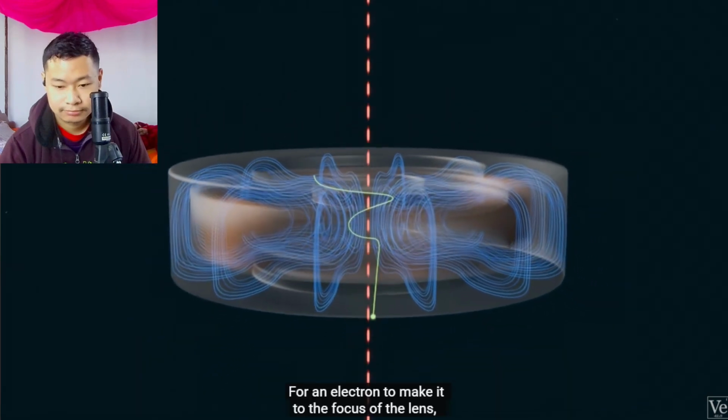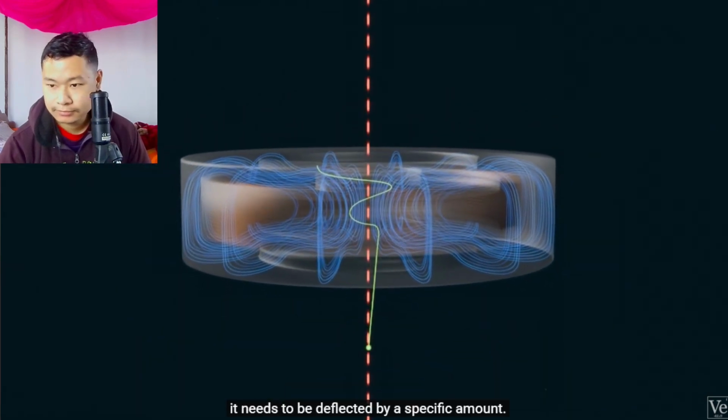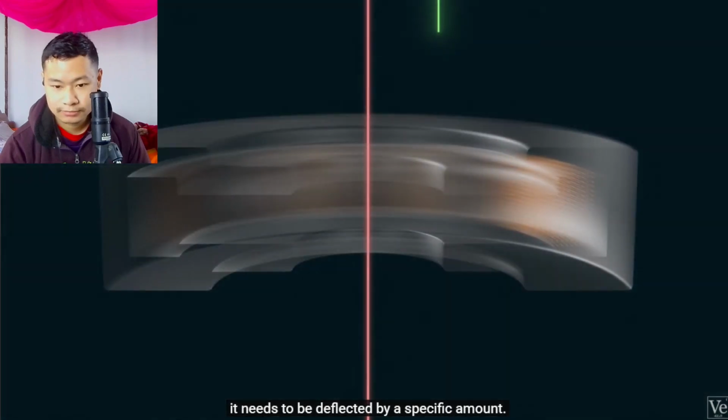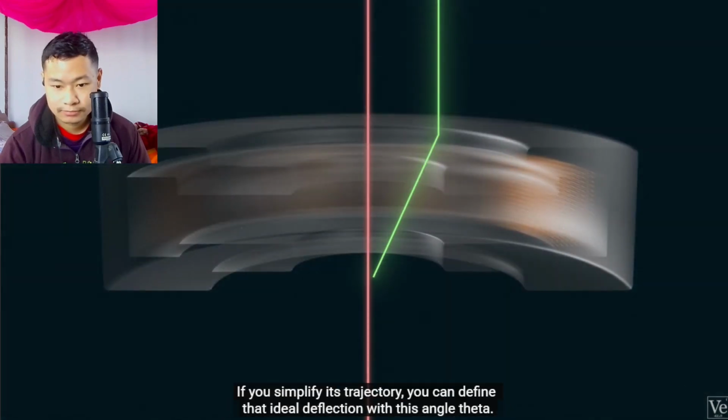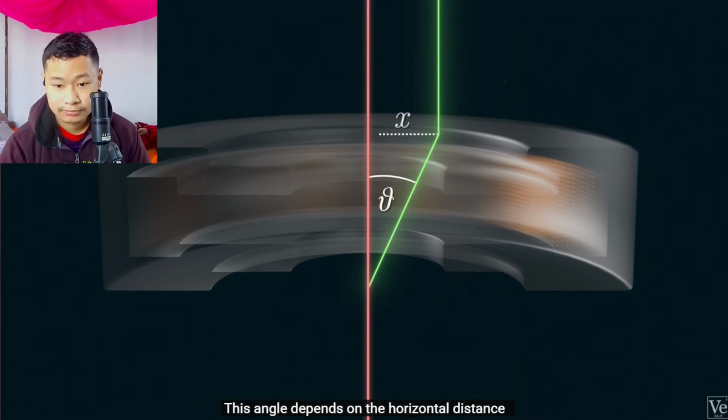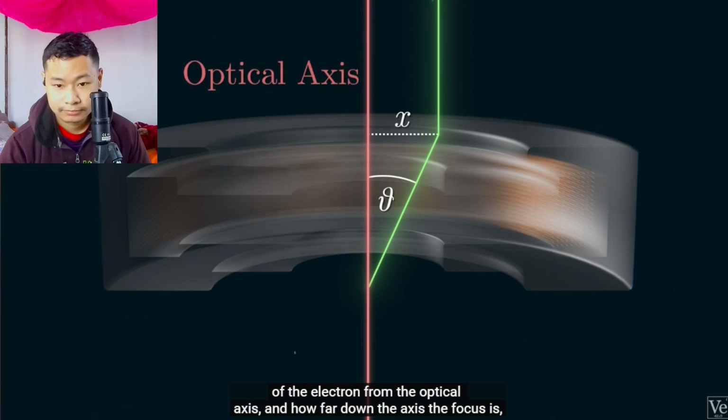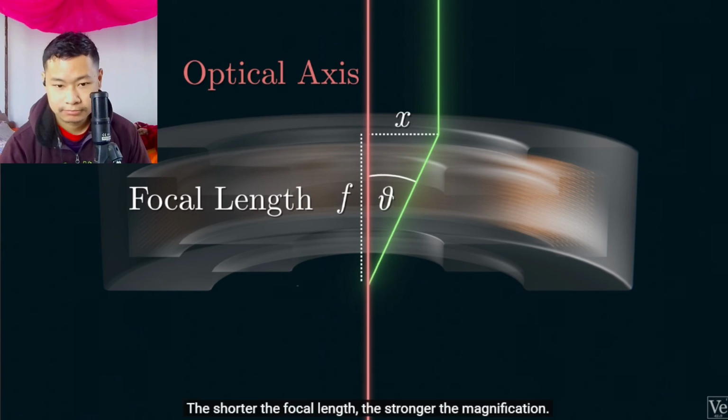For an electron to make it to the focus of the lens, it needs to be deflected by a specific amount. If you simplify its trajectory, you can define that ideal deflection with this angle theta. This angle depends on the horizontal distance of the electron from the optical axis, and how far down the axis the focus is, also known as the focal length. The shorter the focal length, the stronger the magnification.